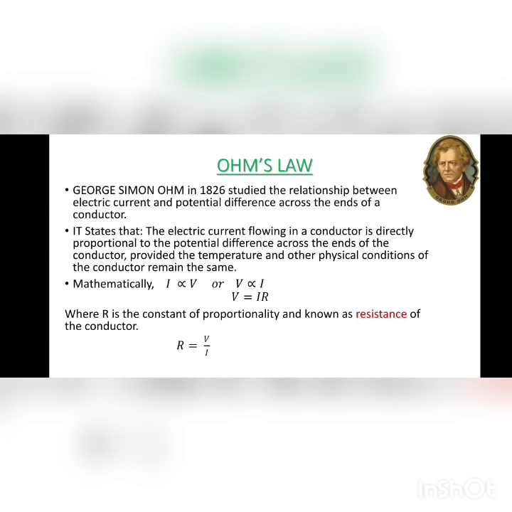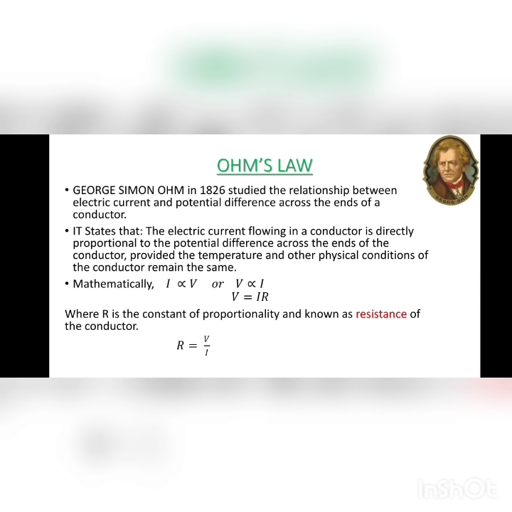So experimentally it was seen that I is directly proportional to V, and V is equal to IR. If you remove the proportionality sign, you will get a constant, and that constant is represented by capital R, which is known as the resistance of the conductor. Fine. So from the above formula, R is equal to V by I.